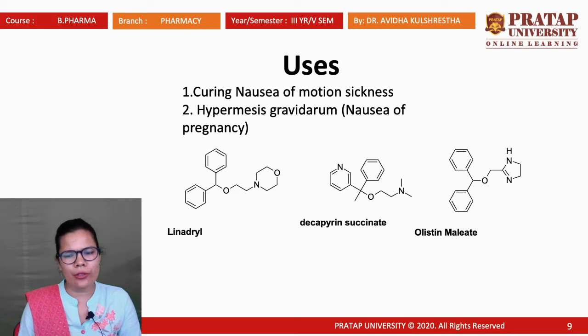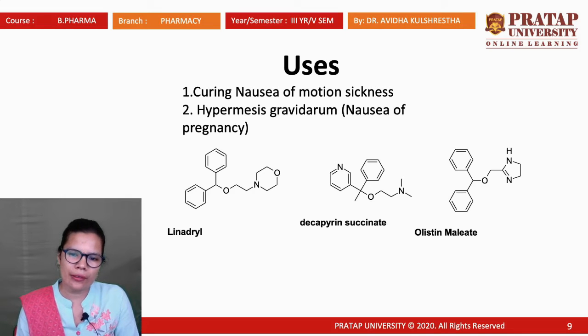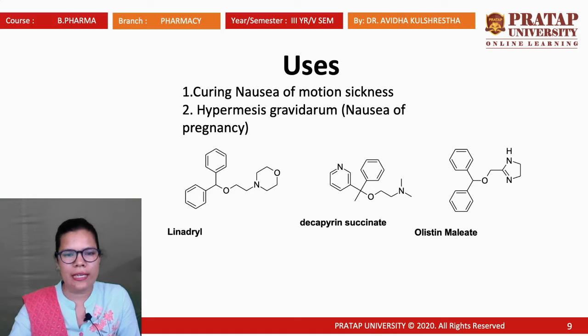Some other drugs in this genera are Linadril, Decapyrene, Succinate and Olestin maleate. These are also structurally almost similar, but less effective and less famous, or less economically used drugs. So these are also in the same genera.